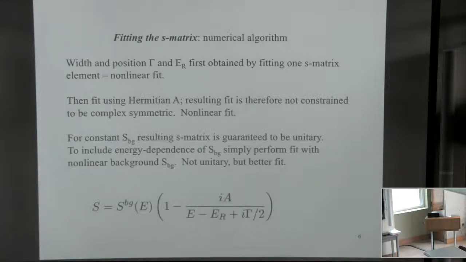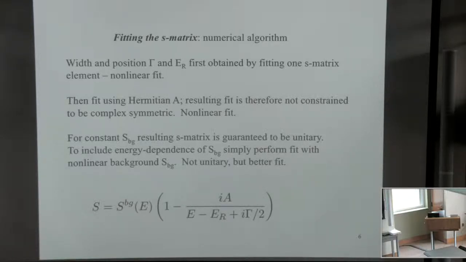Okay, so the form I showed before, without an energy dependence in the background S matrix, was guaranteed to be unitary. In reality, you may have a resonance that's broad, such that you can't approximate the background S matrix as constant. To account for that, I just do the ad hoc thing, which is to put an energy dependence on the background S matrix. As a result, the functional form is not constrained to be unitary, but I get a better fit. So that's what I do.